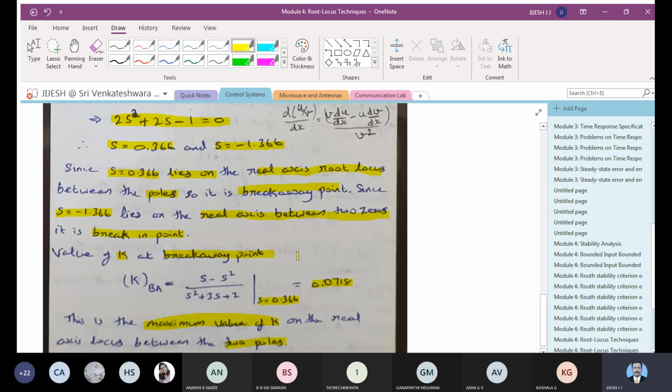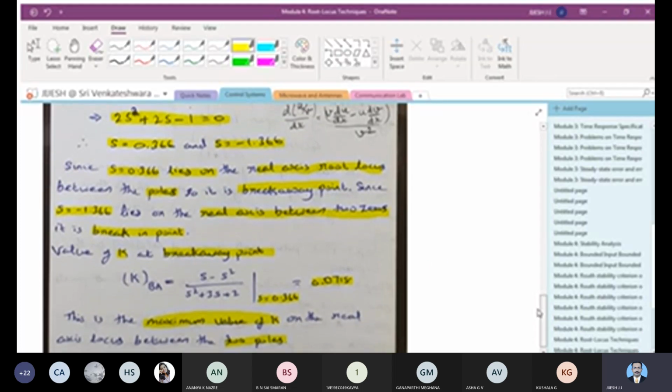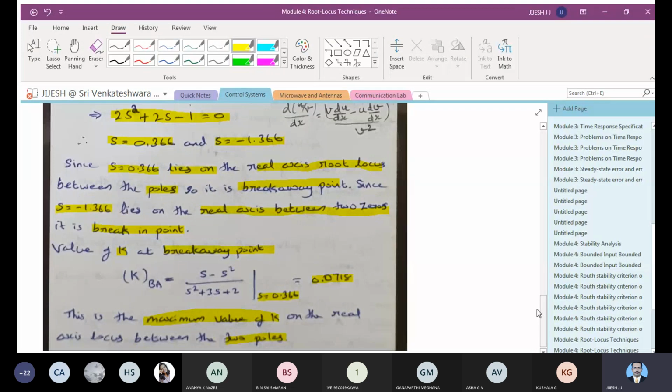So all these things we have to see, where we have also taken the differentiation, that is dk by ds is equal to 0, and we end up with the equation, as an example here, 2s square plus 2s minus 1 is equal to 0. So we got all the values. We found the value of k at the breakaway point, and we can say that this is the maximum value of k on the real axis, so between the two poles. Okay, so that is what we have done till now.